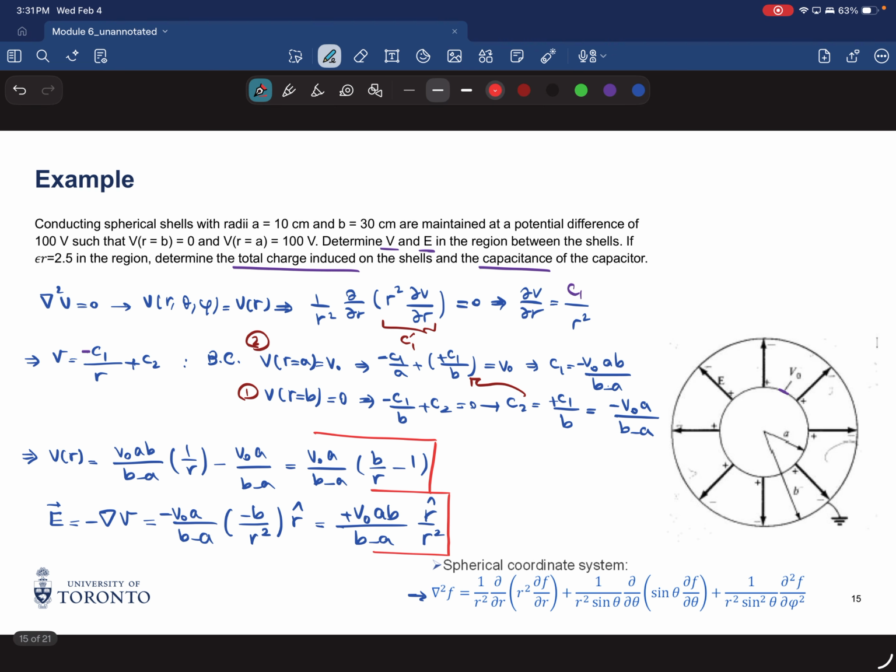Okay, so we found V, we found E. We still need to find the total charge induced and then the capacitance. Putting the order like this guides us in how we should be solving it too. If they had told us to find the capacitance without telling us to find V, E, and all of those things, we would have taken exactly the same steps. So now, let's find the total induced charge. Any suggestions how we would find that?